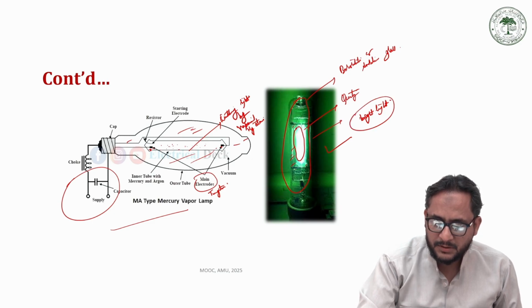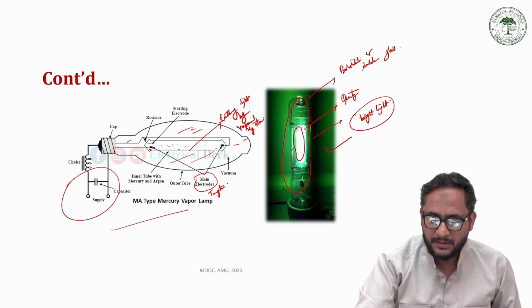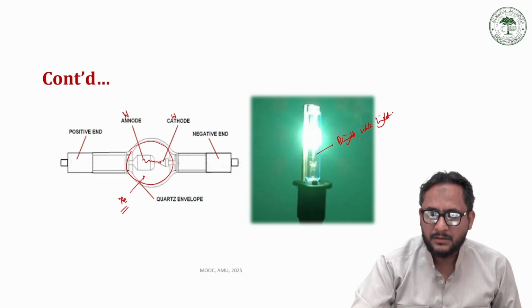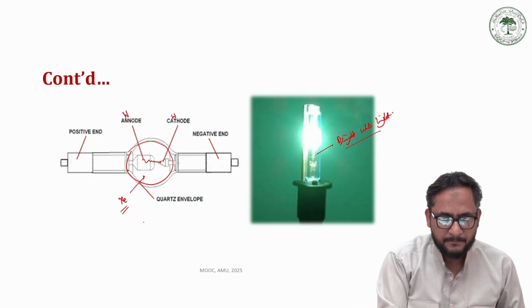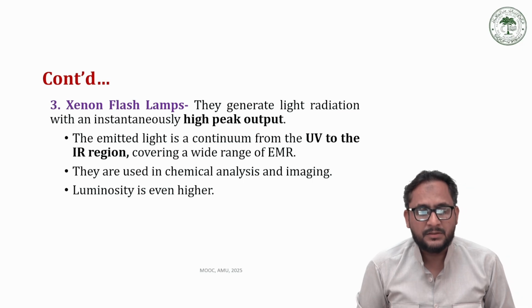They also produce bright light, but the intensity of this bright light is low. Their intensity is a bit low as compared to our xenon lamps. Then comes the xenon flash lamp.